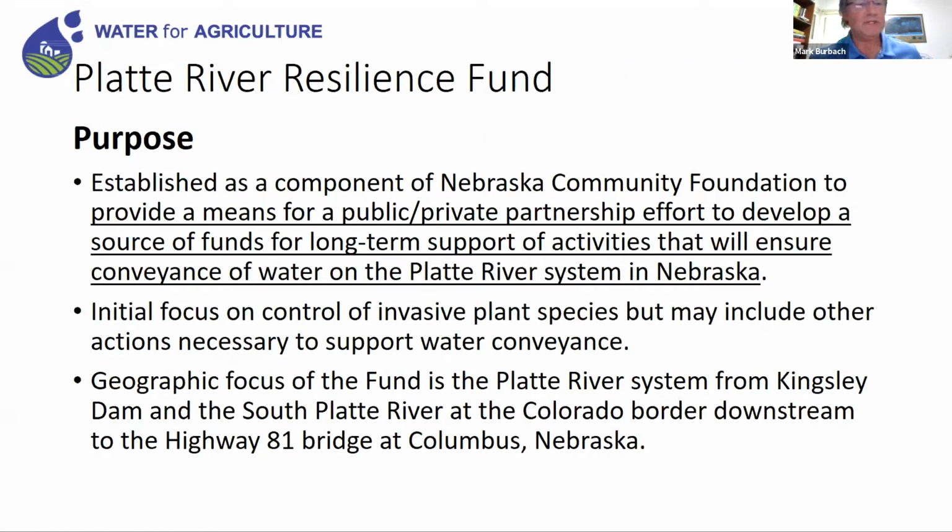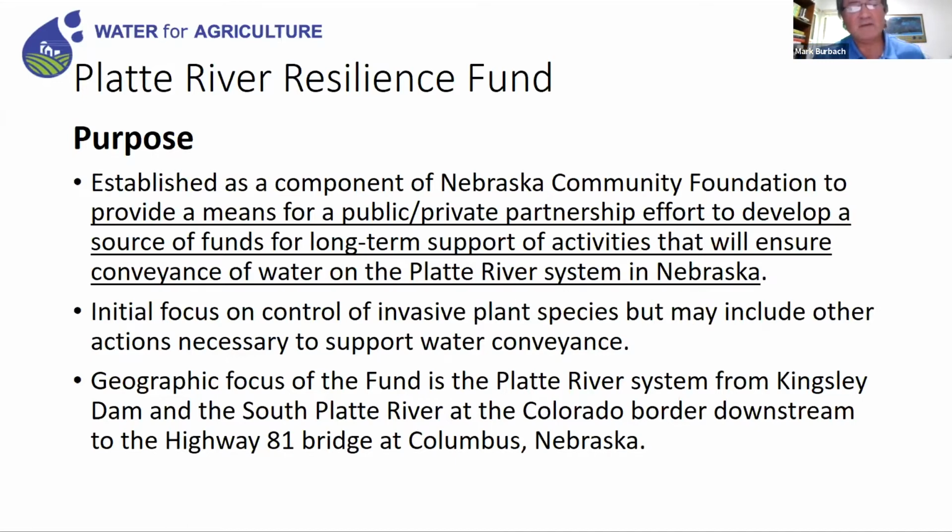And what is the purpose of the fund? You see here, it's established as a component of the Nebraska Community Foundation to provide a means for a public-private partnership effort to develop a source of funds for long-term supportive activities that will ensure conveyance of water in the Platte River system in Nebraska. The initial focus is on control of invasive species, but may include other actions necessary to support water conveyance.